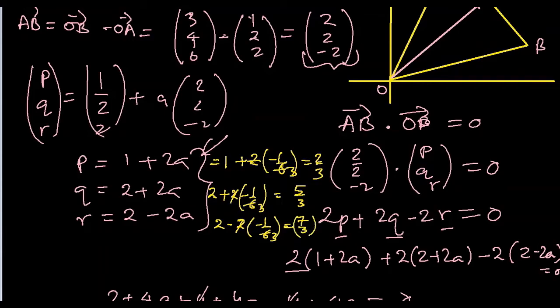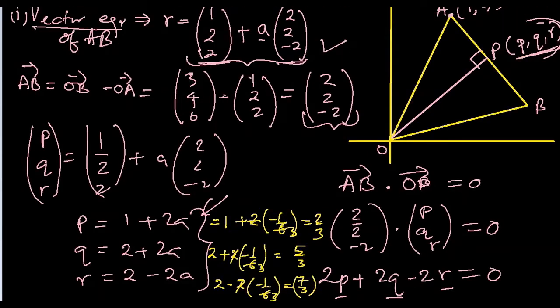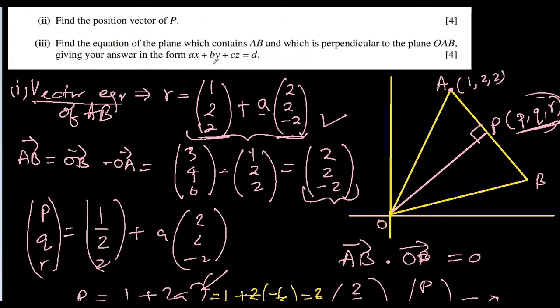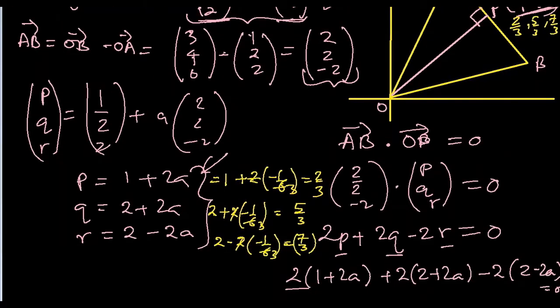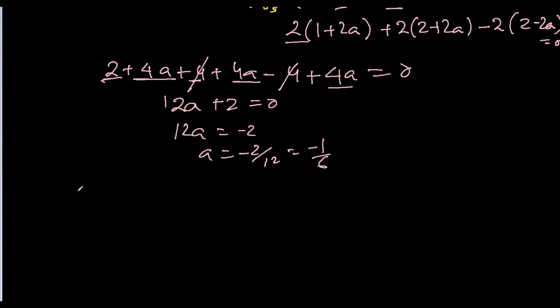These are the coordinates of P, and let's go back to the question they asked us. They asked find the position vector of P, and since we know the coordinates now, 2/3, 5/3 and 7/3, the same become the position vector. So we can write position vector of P, which is OP, will be 2/3 I plus 5/3 J plus 7/3 K.